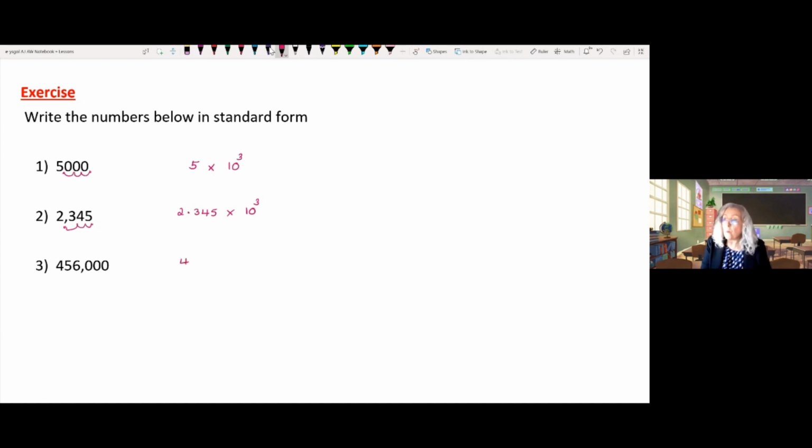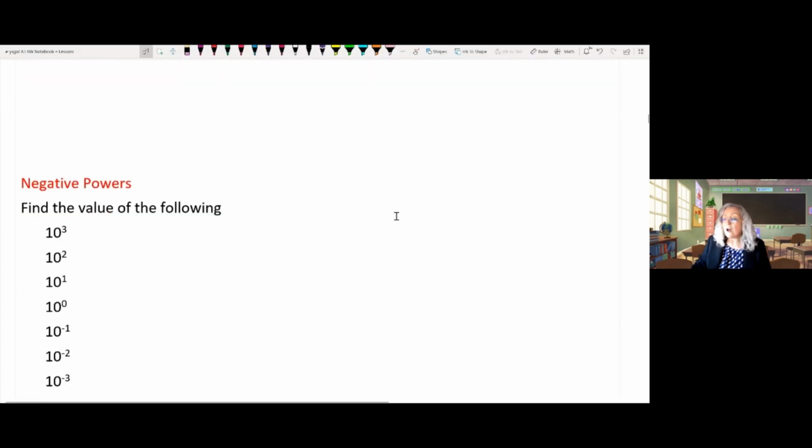which is 4.56 multiplied by 10. But sometimes people will mistakenly put down 10 to the power of 3 because there are 3 zeros here. But that isn't how these work. We need the decimal point to be here. So we would have to move the number 1, 2, 3, 4, 5 times in order to get the decimal point to be there. So this is actually 4.56 multiplied by 10 to the power of 5. Okay, so that's large numbers.